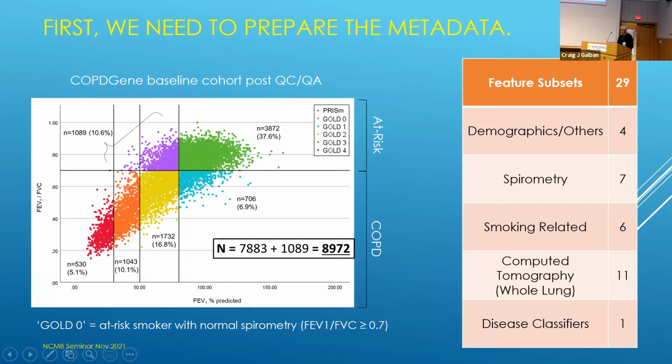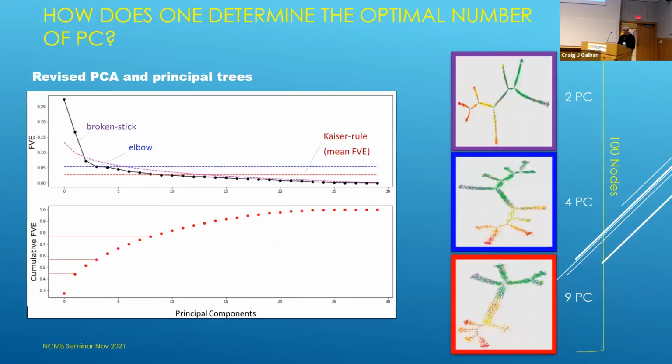We did look at 29 features, and this is through consultation with our clinical collaborators. 4 of which are demographic, 7 are spirometric, so that means pulmonary function, and 6 are smoking related. We actually included 11 CT-based readouts, only 4 of which are the ones that we developed that are PRM, and 1 disease classifier, essentially those patients that have bronchitis or not. The first step we needed to do was to determine the optimal number of principal components that the algorithm will use when building the tree.